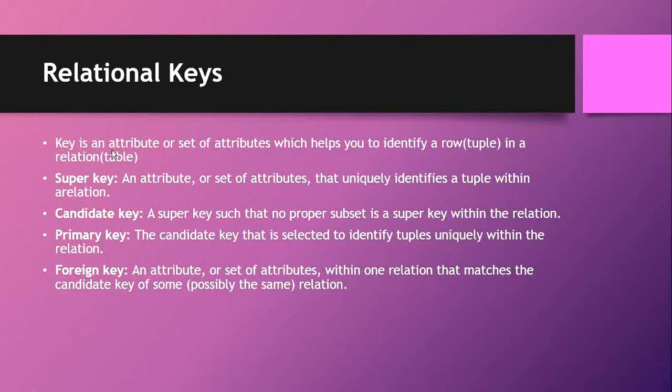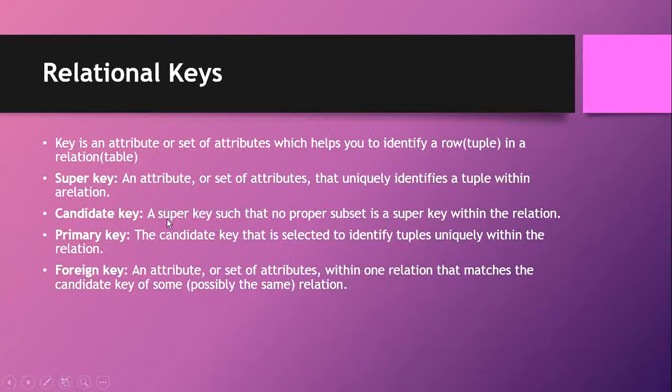We have different types of keys. First we have the super key. A super key is an attribute or set of attributes that uniquely identifies a tuple within a relation. So a super key can have a single attribute or sets of attributes that uniquely identify a tuple within a relation. But the super key may contain additional attributes that are not necessary for unique identification. And we are interested in identifying super keys that contain only the minimum number of attributes that are required for unique identification.